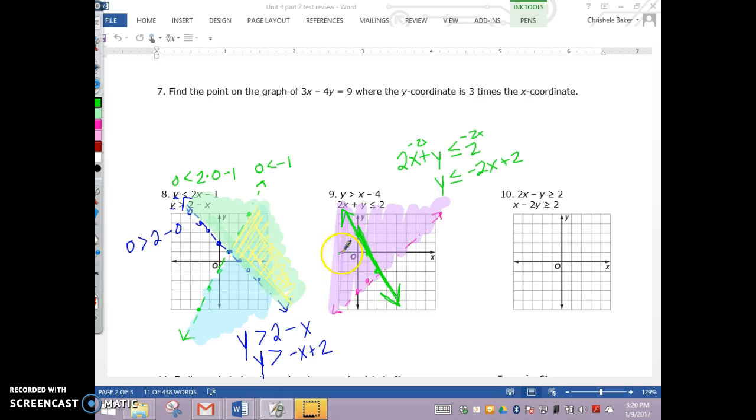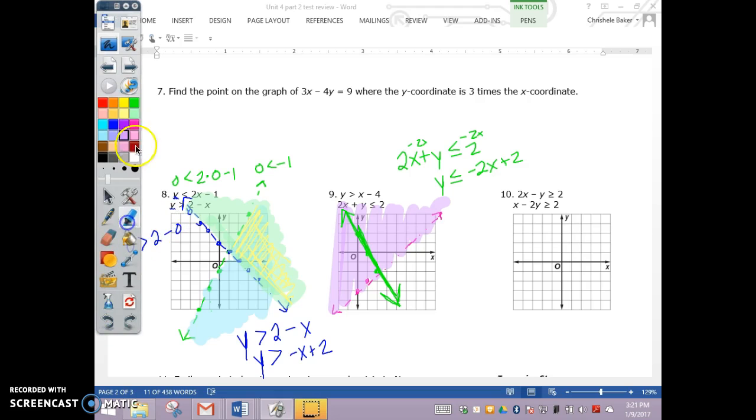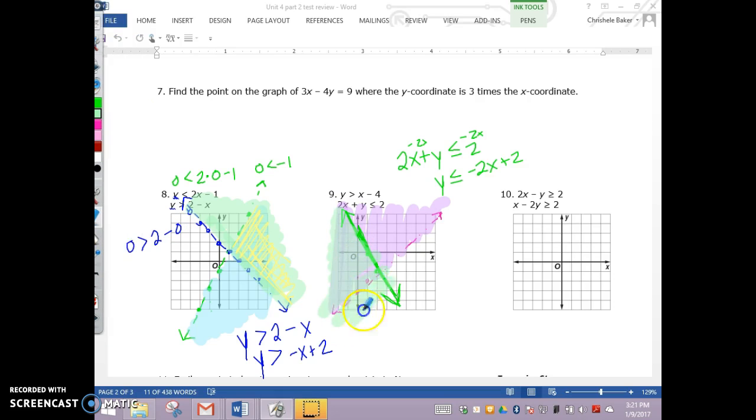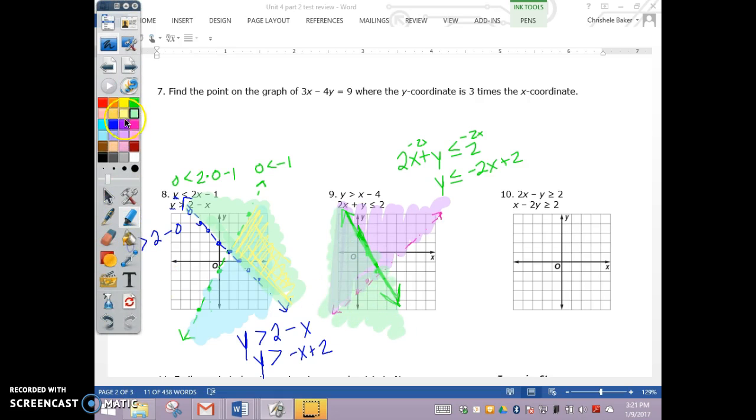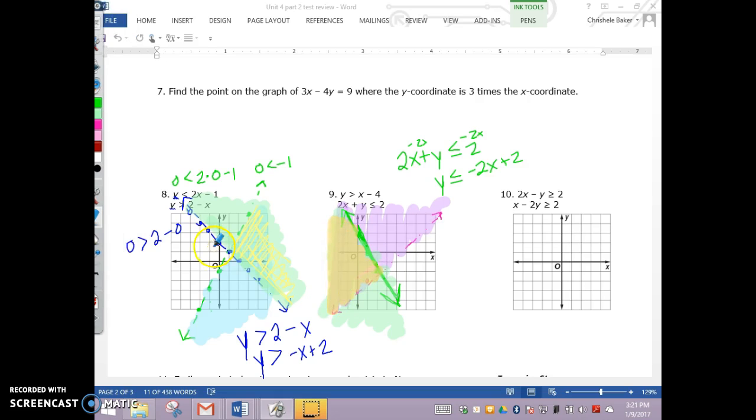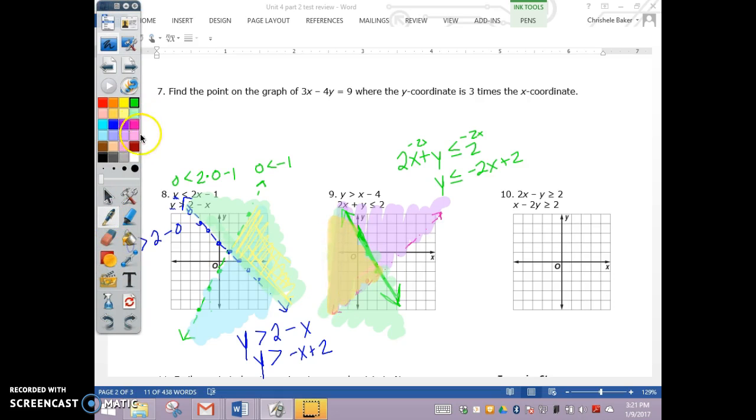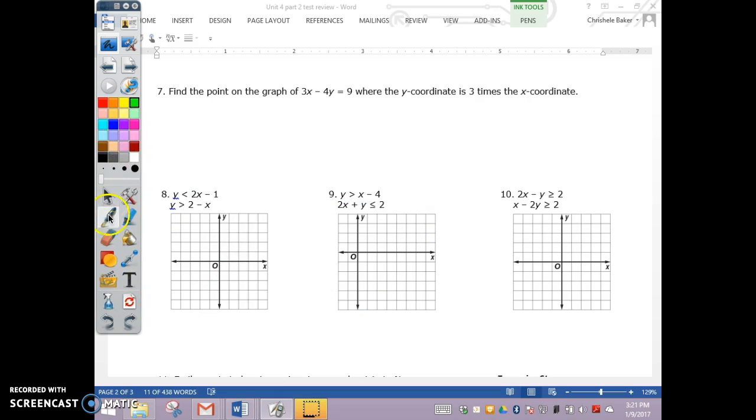Okay, if 0, 0 works, I'll shade over here where 0 is. If not, I shade up here. 2 times 0 plus 0. Is that less than 2? Is 0 less than 2? Absolutely. So we can shade right where 0 is. And right here, this double shaded area, that's my solution. Okay, catch the rest in part 2.